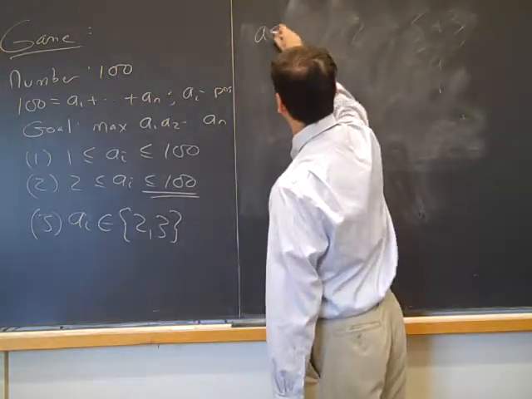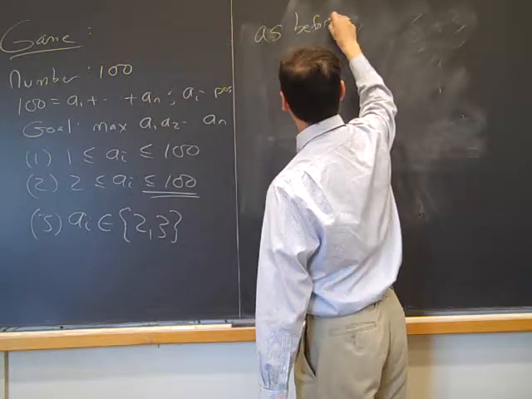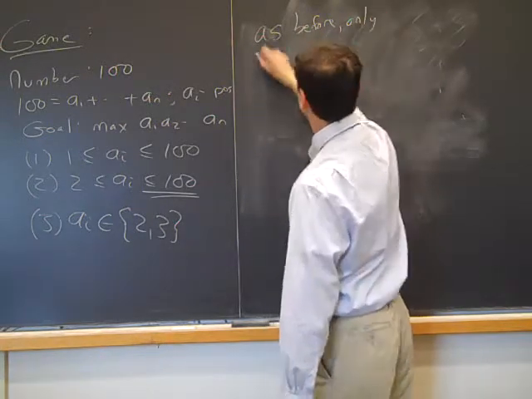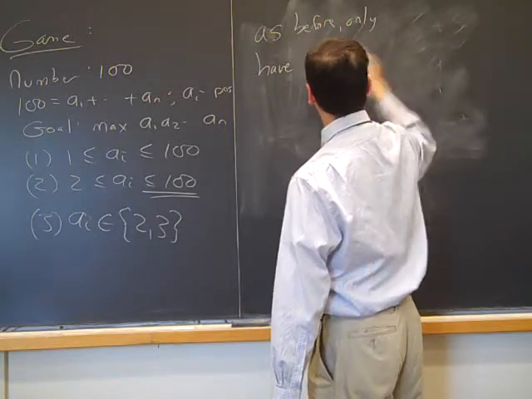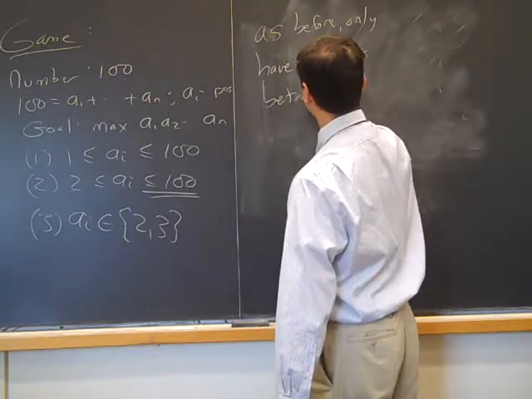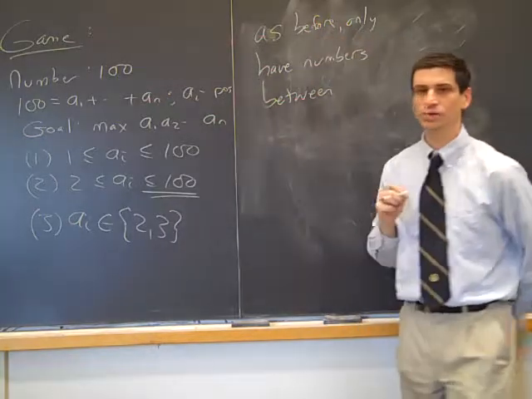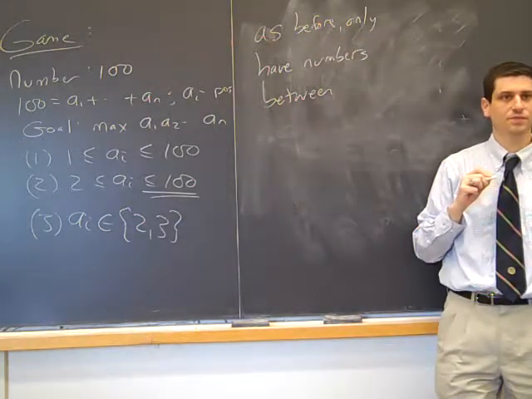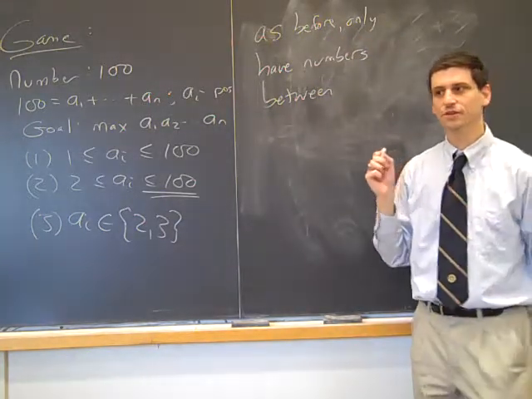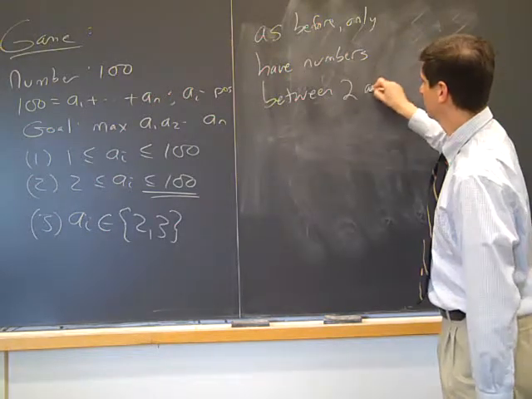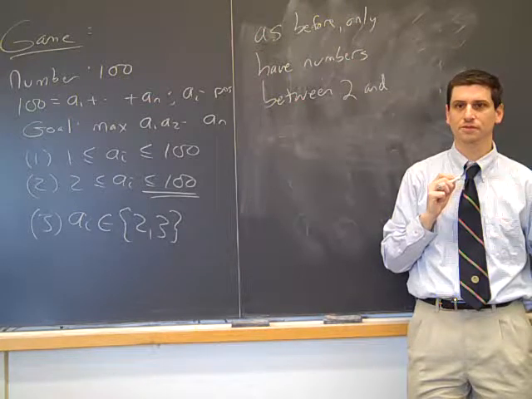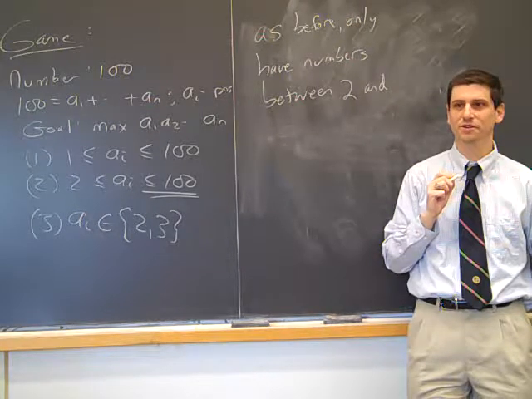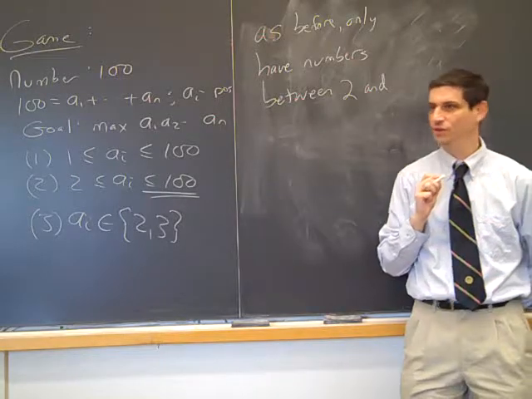So, as before, we only have numbers between what and what? Between 2 and, be careful now. Between 2 and what? We don't know E yet.